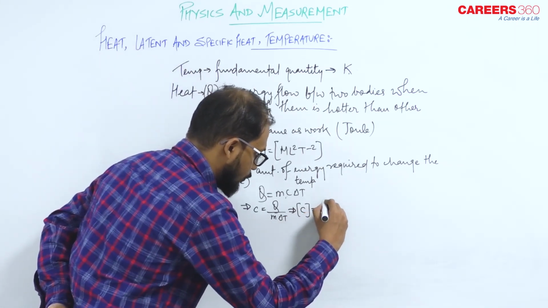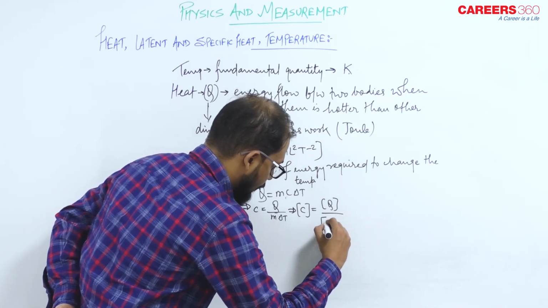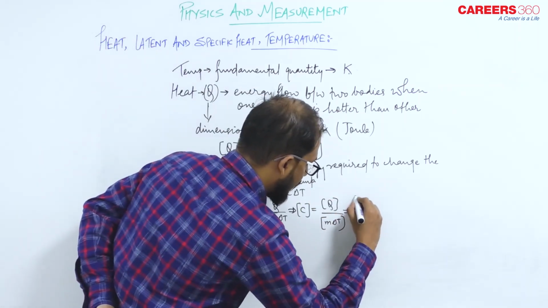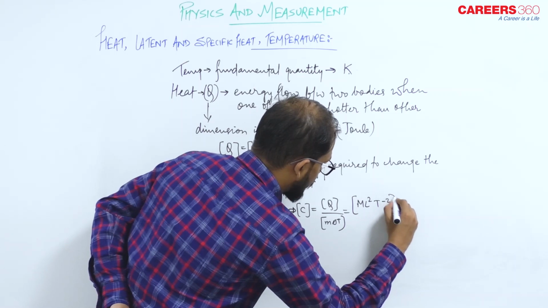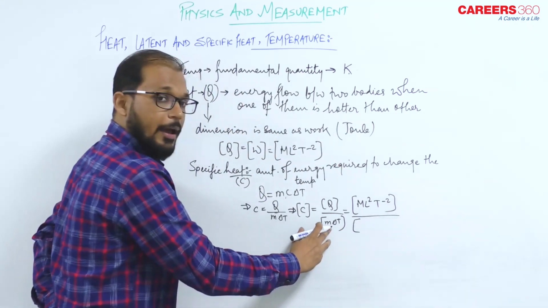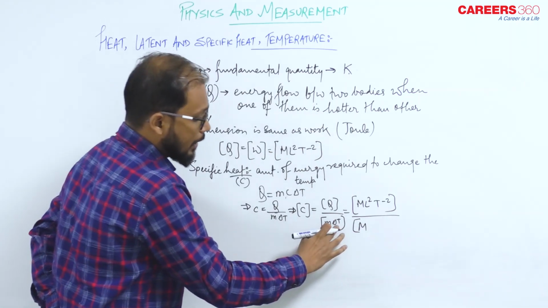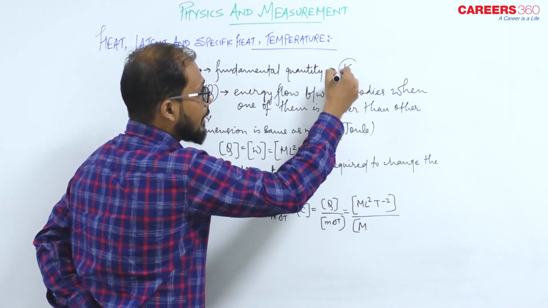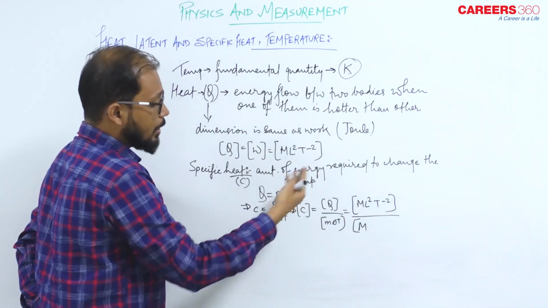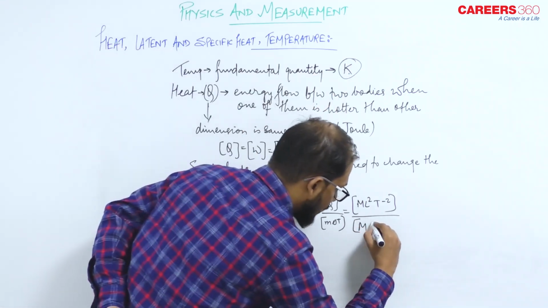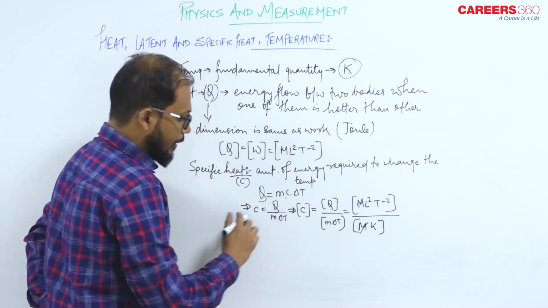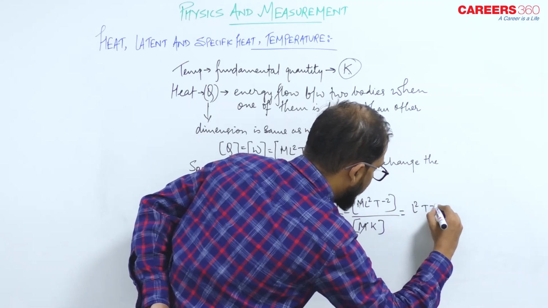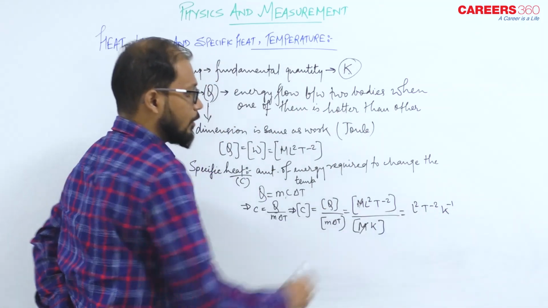So the dimension of C will be equal to the dimension of Q upon the dimension of m into ΔT. We have just calculated the dimension of Q, and it was M L^2 T^-2, upon the dimension of m, which is capital M, and ΔT, the change in temperature. Temperature is given by K, so the change in temperature will also be K. Now we get the dimension of C as L^2 T^-2 K^-1. So this is the dimension of specific heat.